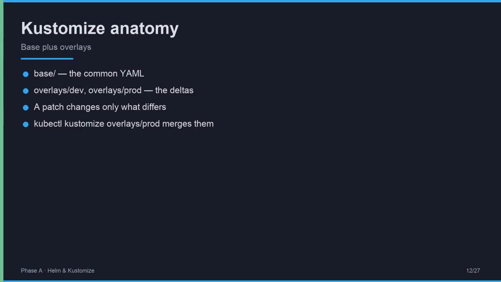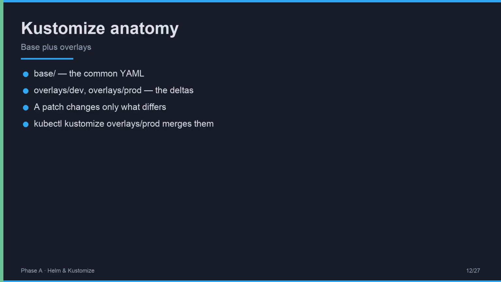A Kustomize project has a base folder and an overlays folder. The base holds the common YAML, the things every environment shares. Each overlay holds only the deltas, the bits that differ, written as patches. When you run kubectl Kustomize against an overlay, Kustomize takes the base, lays the overlay on top, applies the patches, and prints one merged set of manifests.